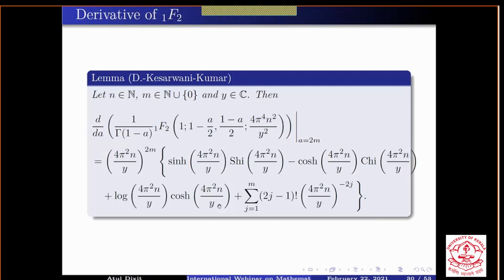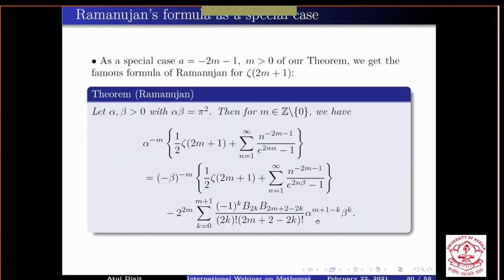of Prudnikov, Brychkov, or Marichev, the Russian authors. There are some number of books. We weren't able to find such results, so we derived them ourselves. But one thing that is really a nice outcome is that when you put A as -2m minus 1 in our result, we get the famous formula of Ramanujan as a special case.